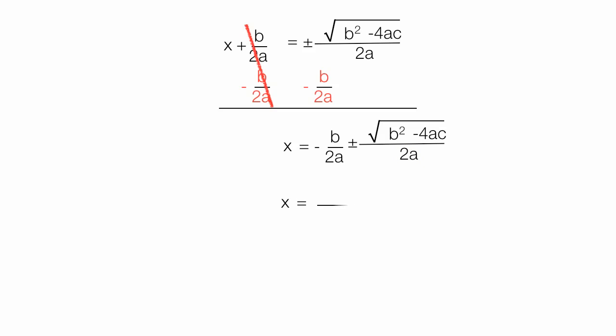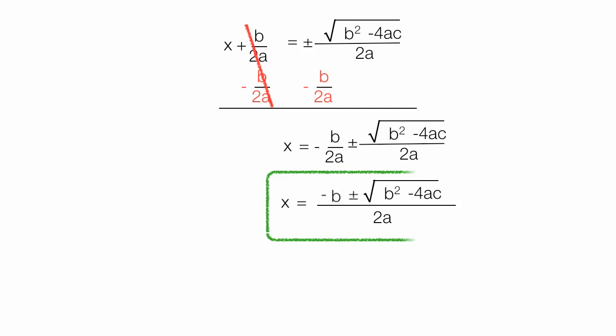Now I have x is equal to minus b, or negative b, I should say, plus or minus the square root of b squared minus 4ac, all divided by 2a. And that is the quadratic equation. Finally.